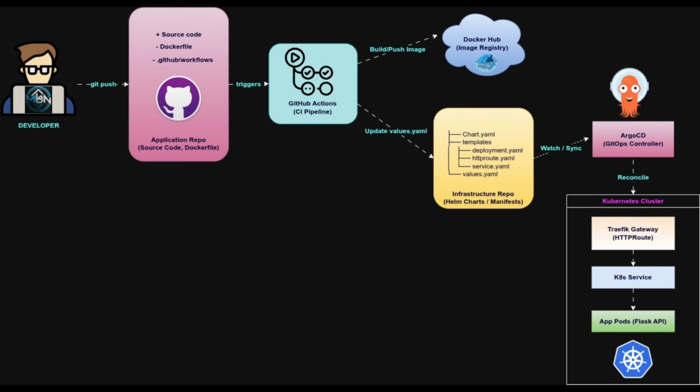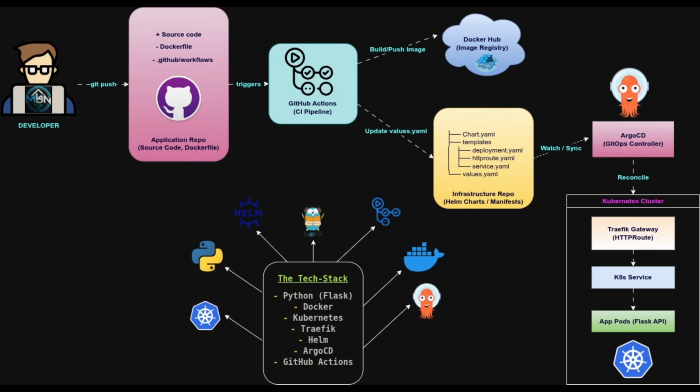Let us take a look at our tech stack. We're going to use Python Flask to build our actual application because it's lightweight and perfect for API. Then we will have Docker to package our app so it runs exactly the same on our machine as it does on the server. Kubernetes is the captain of the ship, which manages our containers and makes sure they stay running. And we will use Traefik, which is our gateway. It acts like a receptionist, taking incoming internet traffic and routing it to the right place.